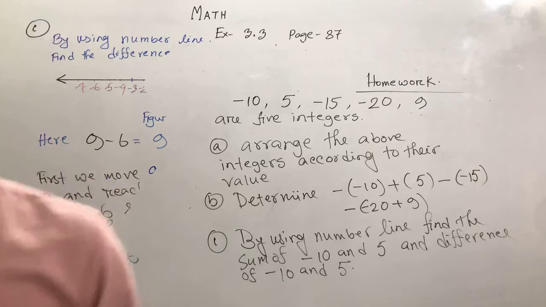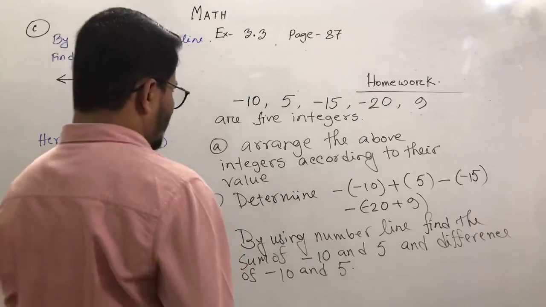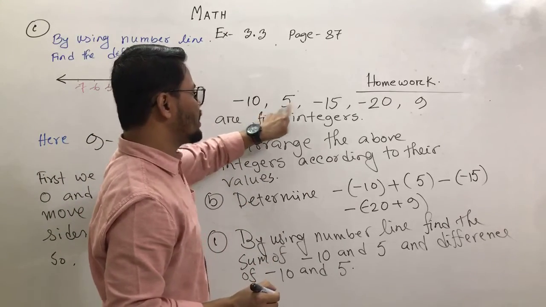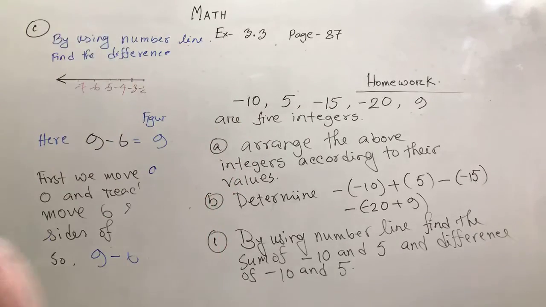So dear students, this is your homework. First question, minus 10, 5, minus 15, minus 20 and 9 are 5 integers. Arrange the above integers according to their values. And just arrange the data from ascending order to descending order, or ascending order to descending order, by using the relation symbol.